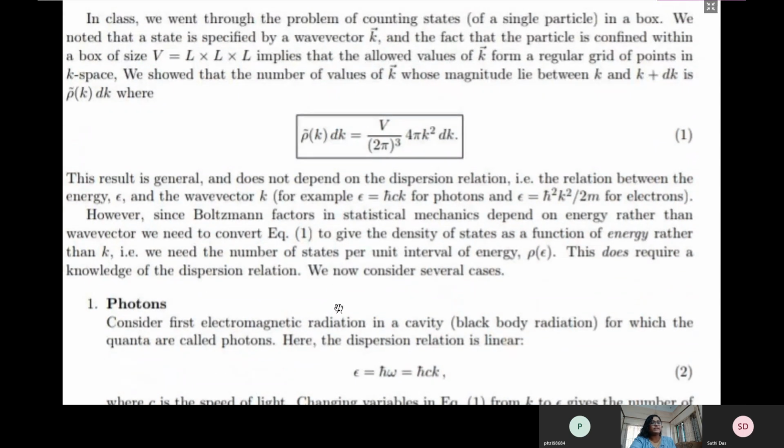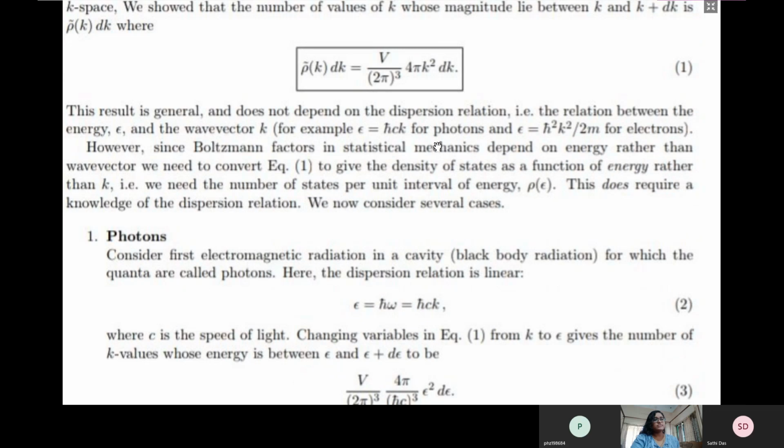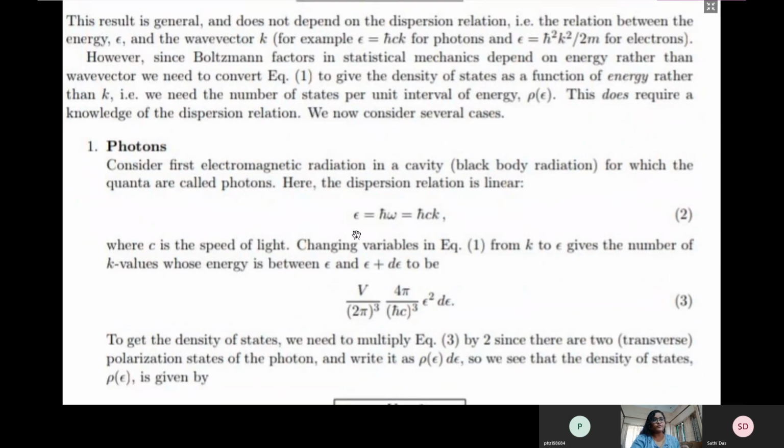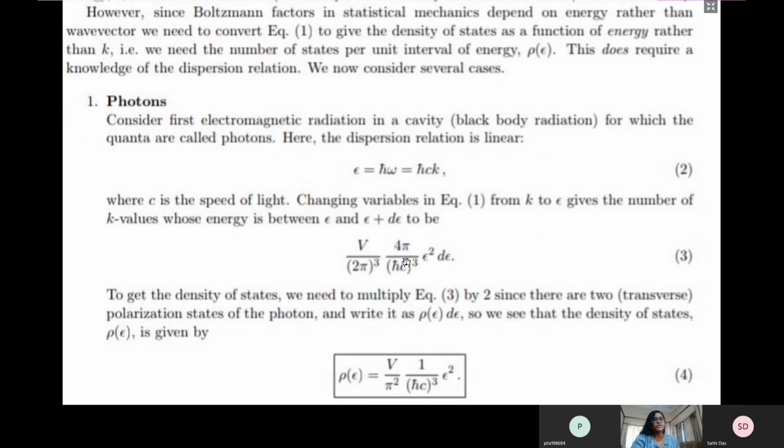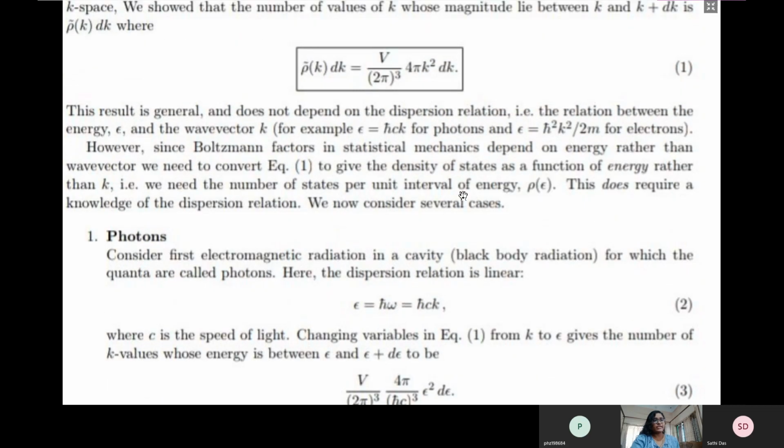So here we have already discussed some things that I am repeating, so that you understand what we have done till now. The ρ(k)dk, that is the density of states in 3 dimensions, can be written as V by (2π) whole cube times 4πk square dk. Suppose we are taking photons. For photons, epsilon equals h cross omega, or it is h cross ck. So in place of k square, you write in terms of epsilon and d epsilon.